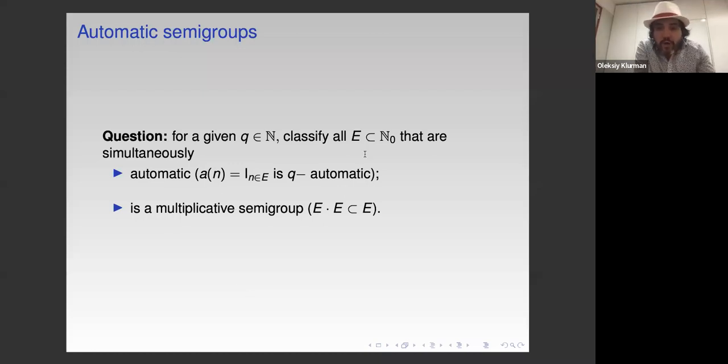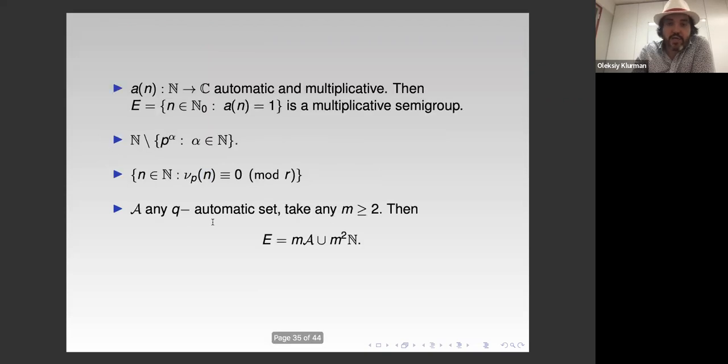So we want to find all sets E which are closed under multiplication, and if I take the sequence a_n, which is the indicator sequence of this set, I'm asking when the sequence of 0s and 1s is q-automatic for some q. Okay, so I hope that we understand the formulation. And so let's see examples of such sets.